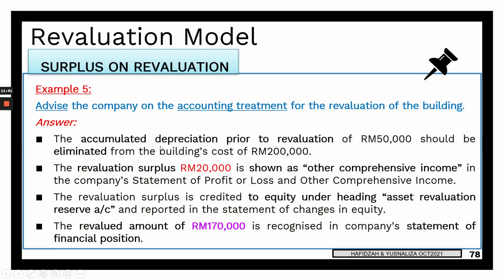Next is the explanation of accounting treatment. So the explanation of accounting treatment in a simple way, you can refer to the tabular workings that I've provided. And the first thing is to explain about the accumulated depreciation that you need to eliminate. The second one is to explain on the surplus what are the accounting treatment, where you disclose in the other comprehensive income and you show them in the movement for the surplus.